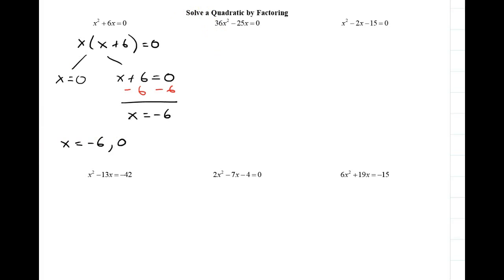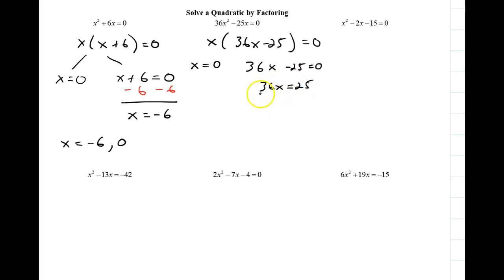Alright, same thing here. We have an x in common. So you factor out an x, and you get x times (36x minus 25) equals 0. So when x is by itself on the outside, we know that x equals 0. Here, you might need to write that out. Add 25 to both sides. Divide by 36. You get x equals 25 over 36 and 0.